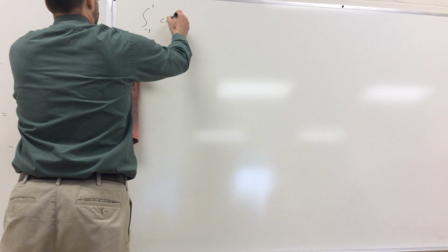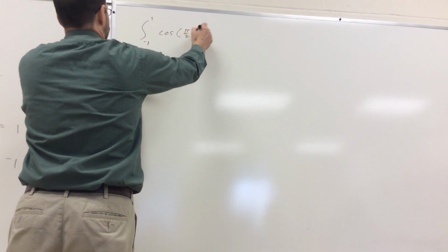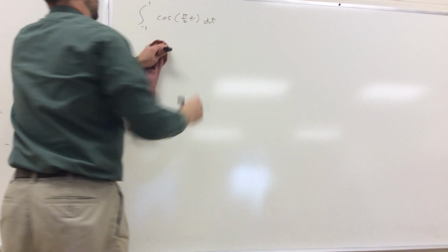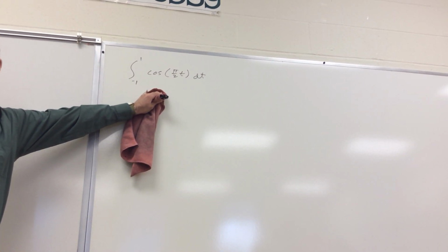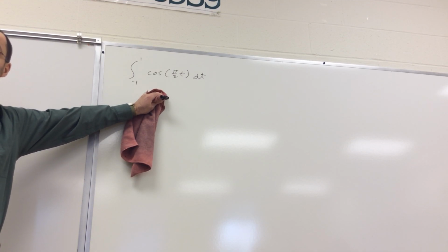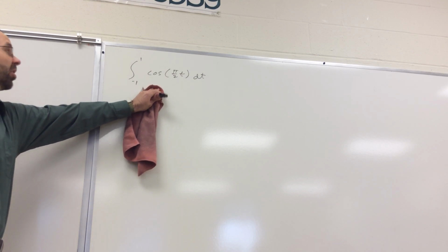So I can just integrate between negative 1 and 1, the cosine of pi over 2t dt. So in the context of the problem, what's going on is the velocity is positive, so the distance traveled is going to be counted as positive on that time interval.